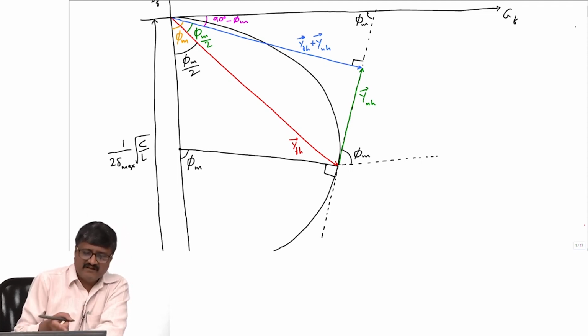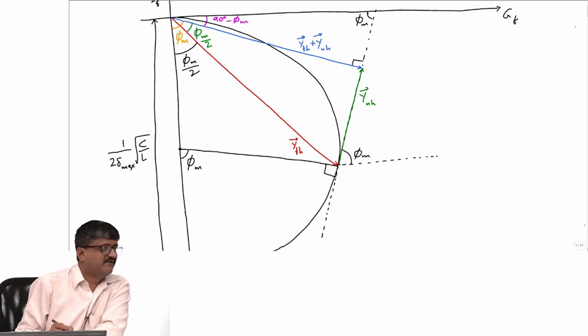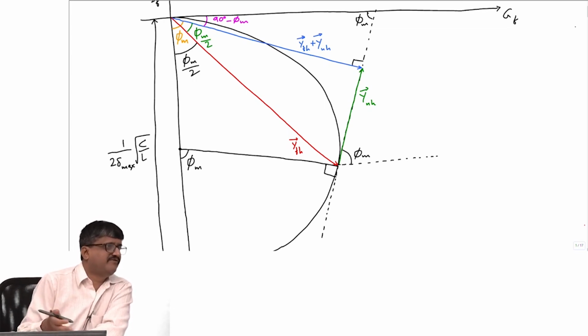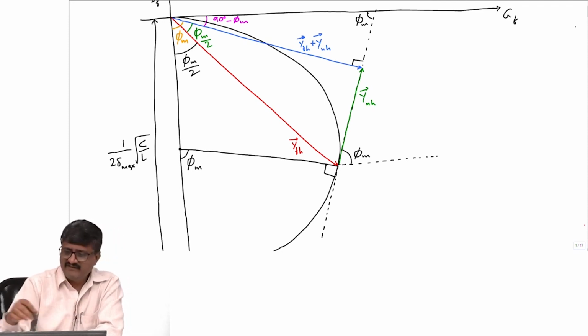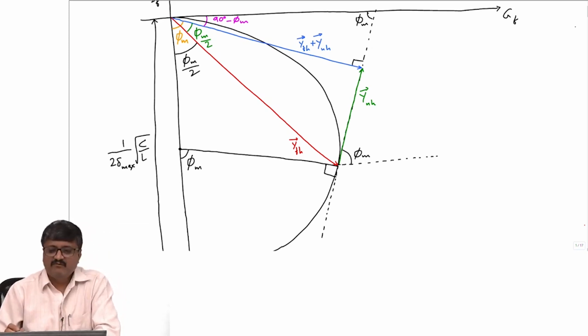See, for drawing the semicircle, I need this diameter, no? So, do I know the diameter? How? Just now we determined it. Root c by L we just now determined. So, I know how to find the diameter, so I know how to find the semicircle. So, if I know how to find this semicircle, then what should I do?